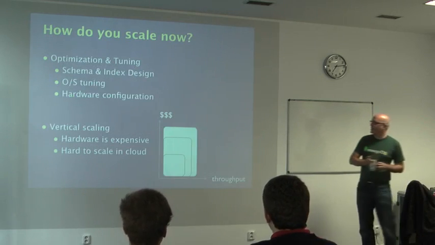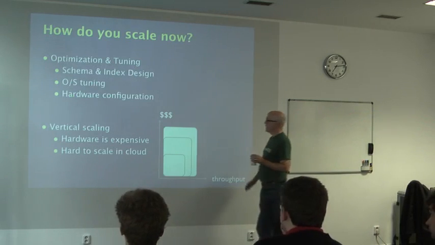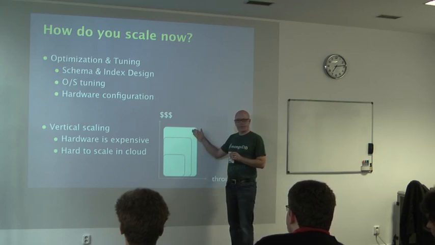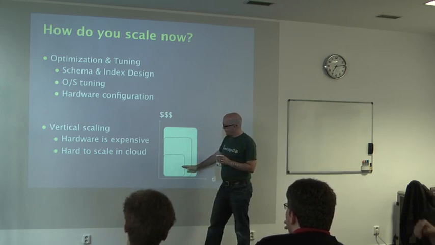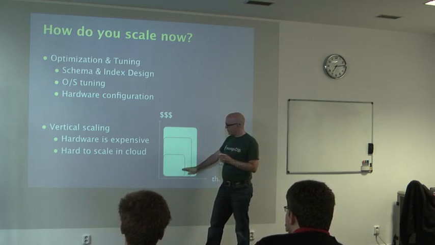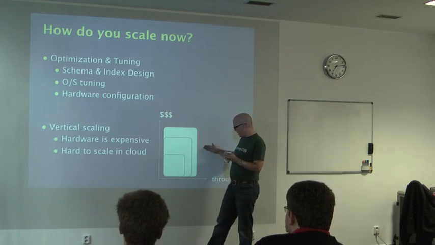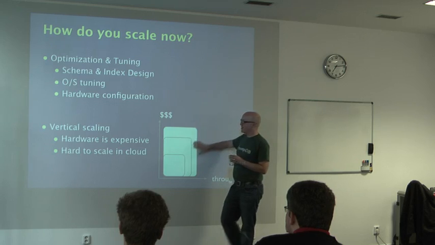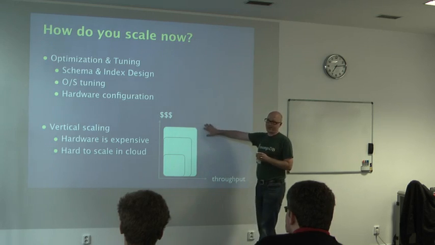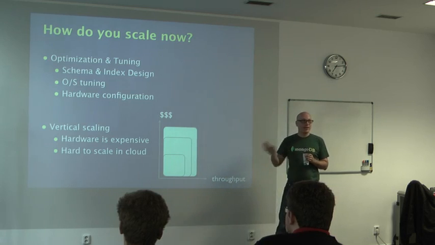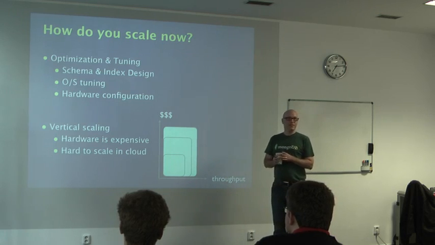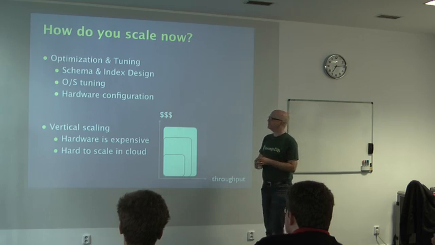So this is kind of how you scale up the model at the moment, and this is probably what you're doing, which is you start off here and you try and scale vertically, which means you spend lots of dollars and get very little additional throughput. And so scaling vertically is very expensive and more or less impossible to do in the cloud if you're using EC2. The biggest EC2 machine is not very big.